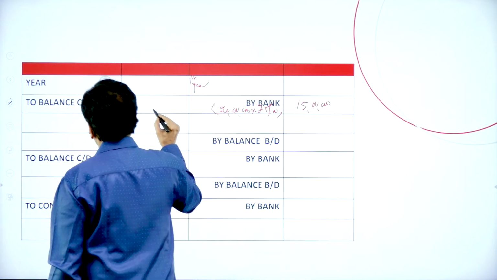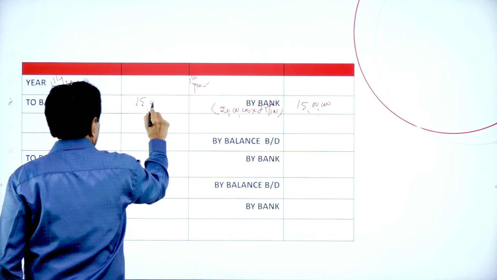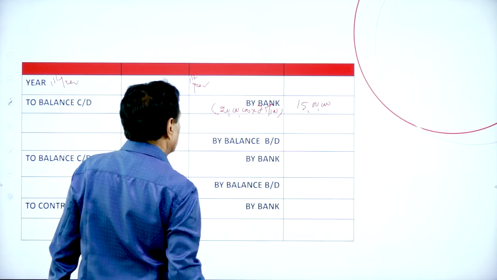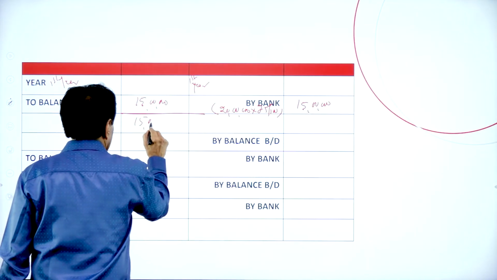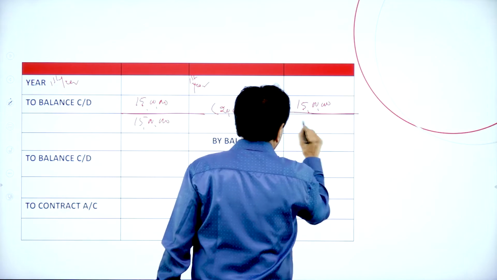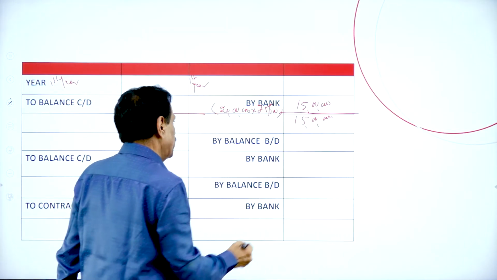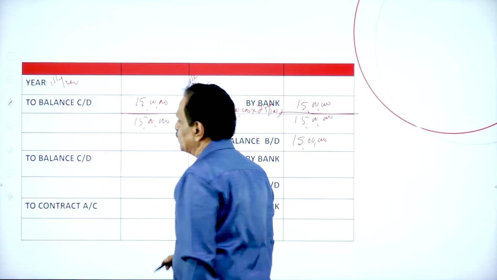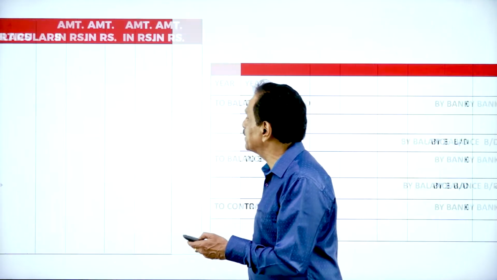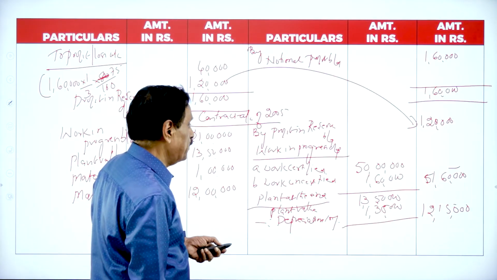To balance carried down first year, 15 lakh. Then this will go to 15 lakh. Second year brought down, by balance brought down 15 lakh. What's your second year work certified? See that? Work certified is second year 50 lakh.